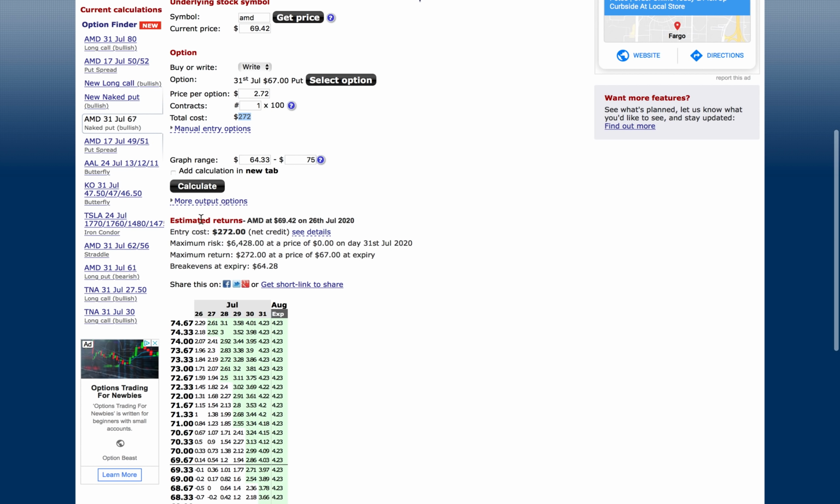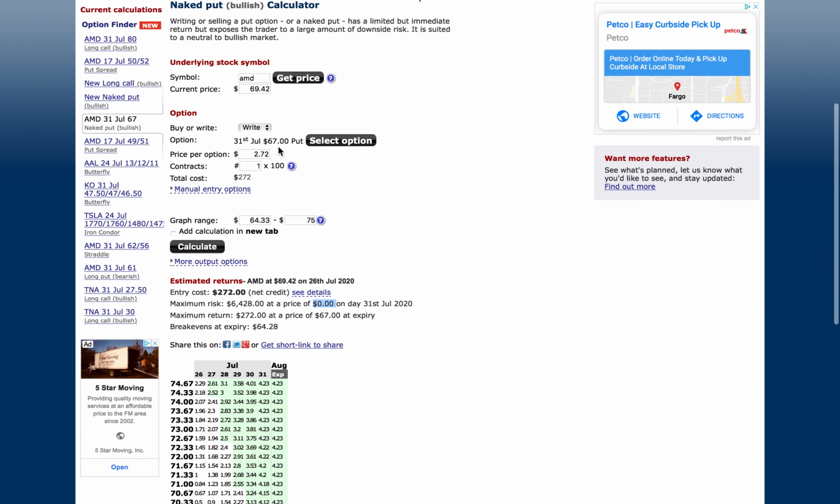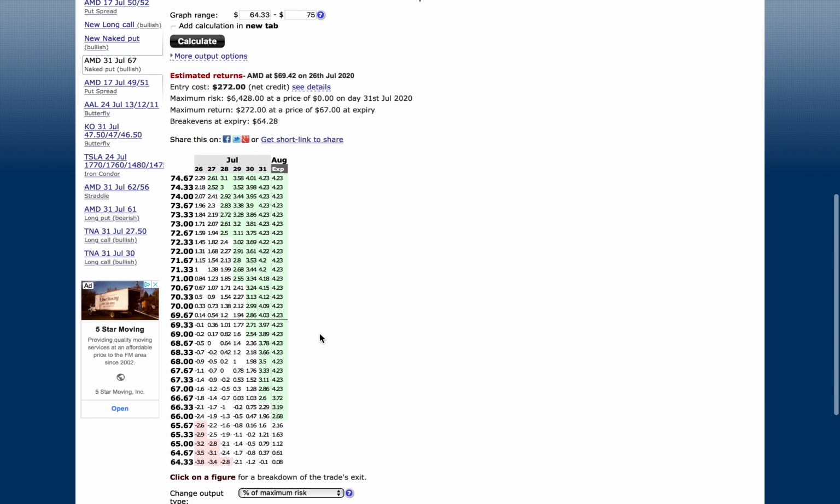But again, if we take a look at this estimated return section, my max risk is $6,428. As you can see, it's going to happen if the price of AMD falls to $0, right? Because again, 6,700 minus $272 is going to be 6,428. Gives me my max return, $272. And on top of that, it gives me a great visual that I can take a look at and see how much money I would have made depending on what the price of the stock is and what the date is, especially if you want to exit the trade early.